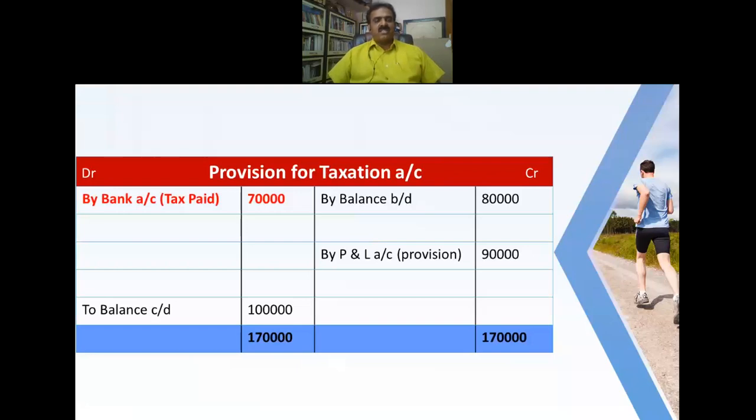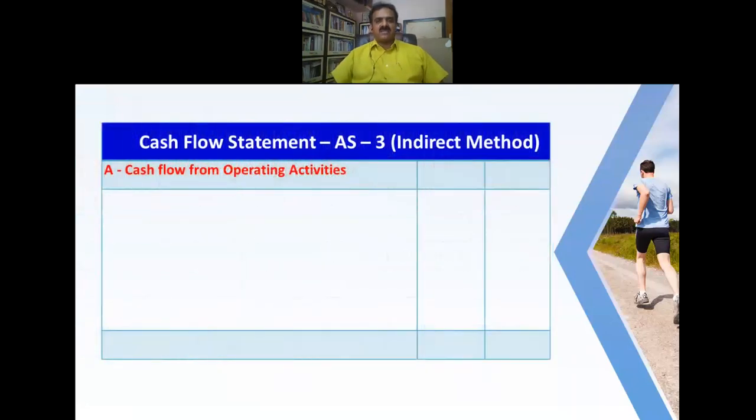So, these are the only three adjustments where you need to prepare the ledger accounts, and we have prepared the land and buildings account, plant and machinery account, and provision for taxation account. The first adjustment is called dividend paid. For the dividend paid, we need not prepare any kind of ledger account, and that is to be treated directly. Now come to the second step, that is called cash flow statement as per accounting standard 3.